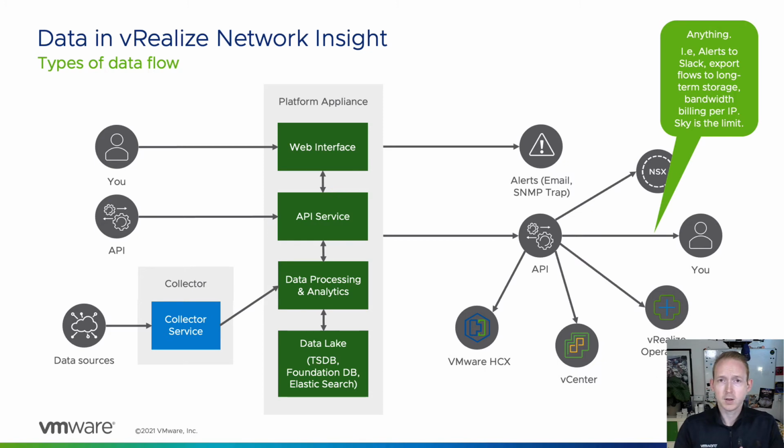You can do stuff like billing on a per IP basis, because we have those flows within vRealize. We have the amount of bandwidth that it sends. So as a service provider, for example, you can export that data for a month and then bill based on the bandwidth, the traffic usage that vRealize sees.